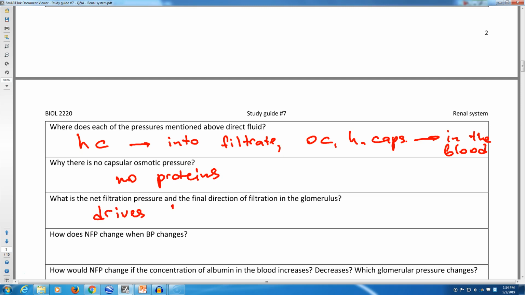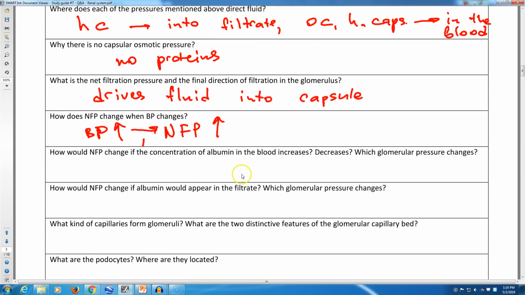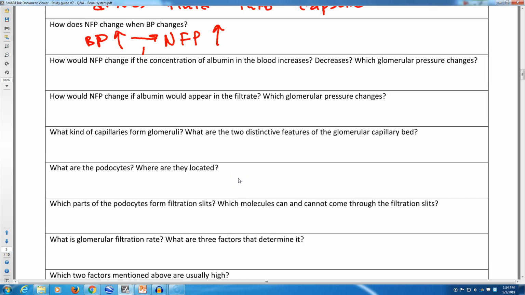It drives fluid into the capsule. When blood pressure increases, net filtration pressure increases. If the concentration of albumin in the blood increases, net filtration pressure goes down, and vice versa. The pressure that changes is osmotic capillary.